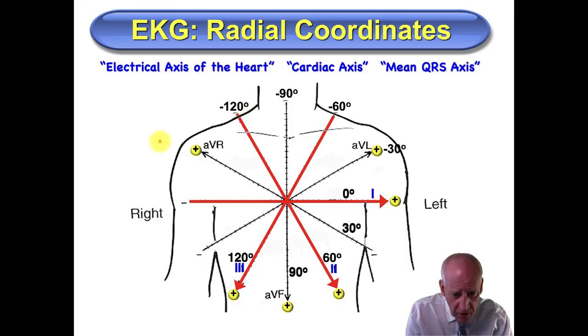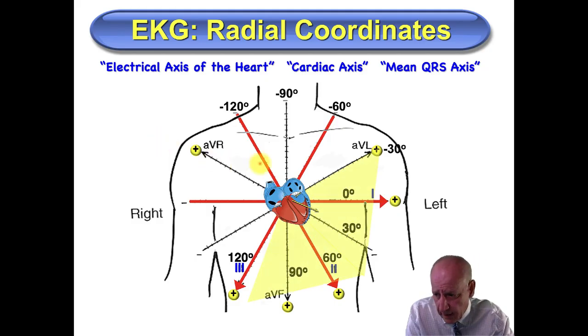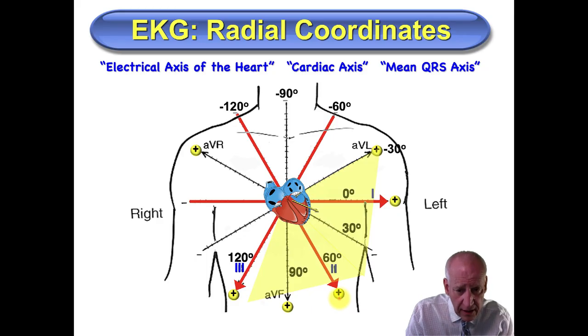So the radial coordinate diagram is used to assess what cardiologists call the electrical axis of the heart. And in healthy people, it is somewhere between minus 29 and plus 105. And so the axis in most healthy people usually points to the left hip. And when you do your own EKG recording, you are going to be measuring your own electrical axis.